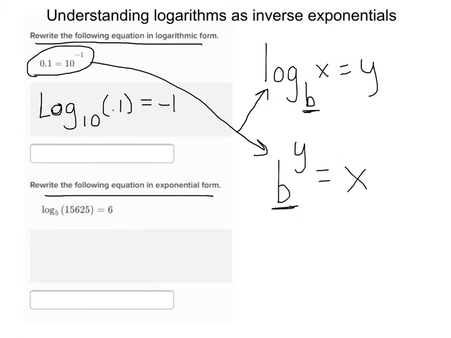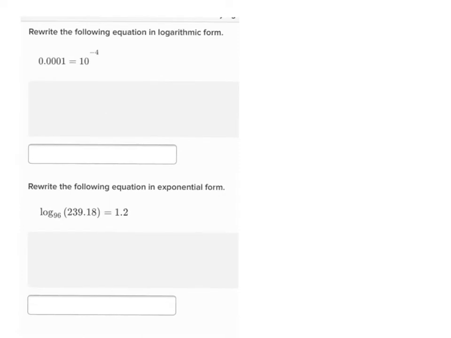So let's do it. So we know our base, 5, raised to the 6th power is going to equal 15,625. So all I did is I took the base, 5, raised it to the 6th power, and that gave me 15,625, which I wrote right here. It's important that you understand and memorize that this is logarithmic form and this is exponential form, but this is exactly equivalent to this. We call them inverse. Okay, so let's look at this one.